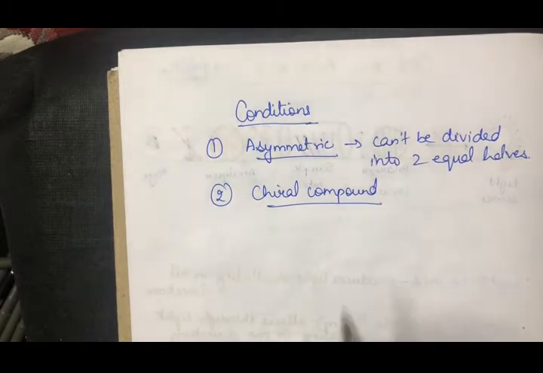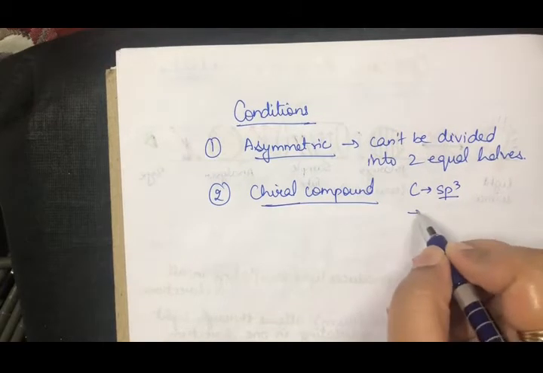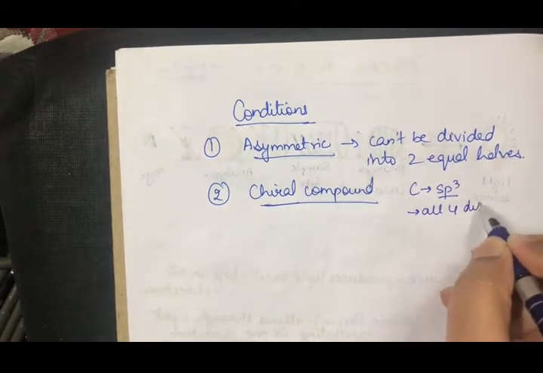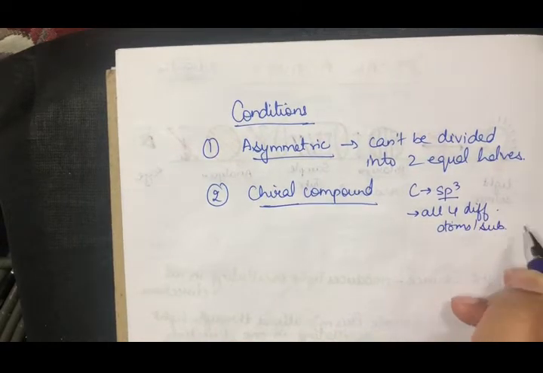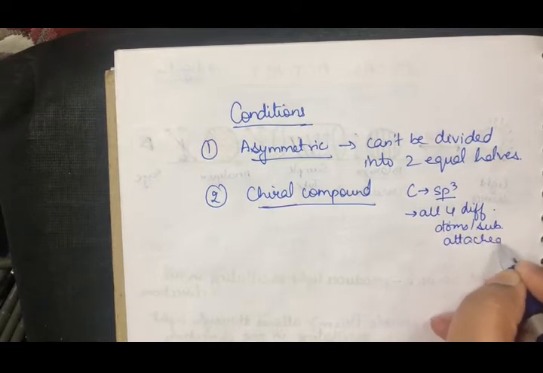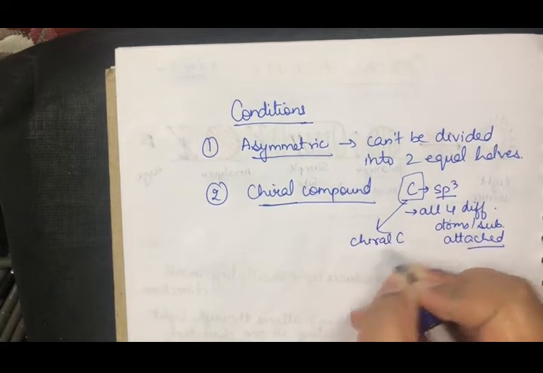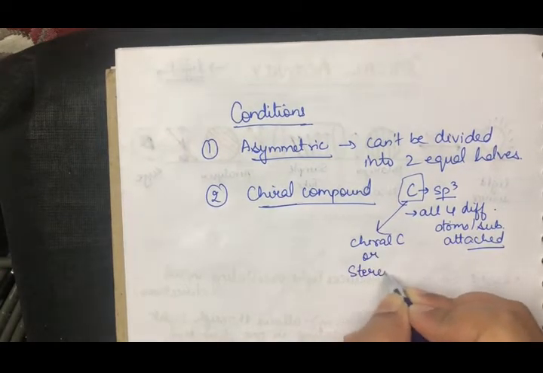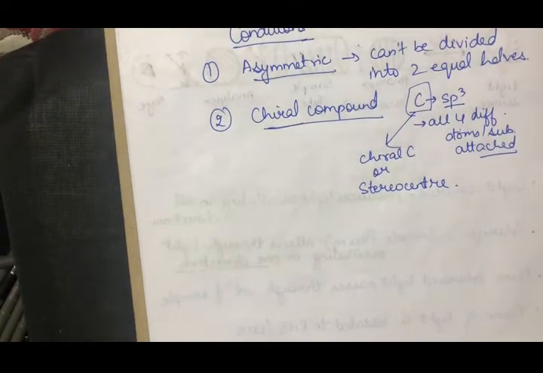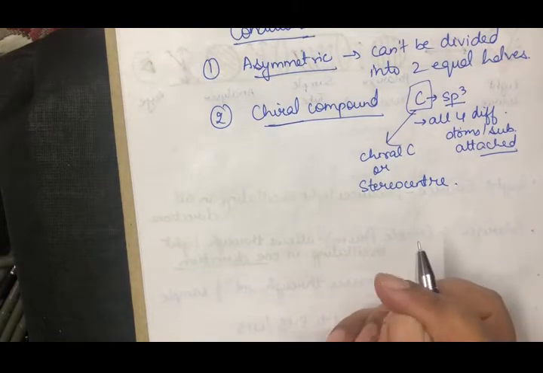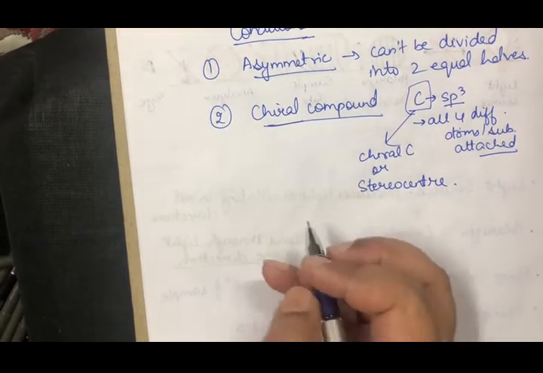Now what is this chiral word? Chiral carbon is a carbon which is sp3 hybridized, first thing. It has all four different atoms or substituents attached to it. And if we have such a carbon, we call it a chiral carbon, or we also call it a stereocenter. Now let's take an example and we can check if the compound is optically active or not. So any compound which will have asymmetry and a chiral compound will be called an optically active compound.